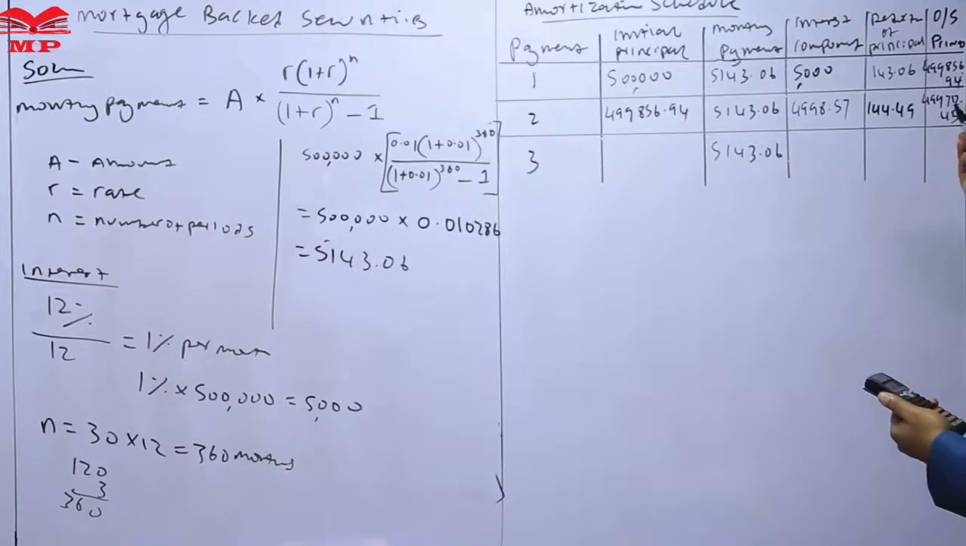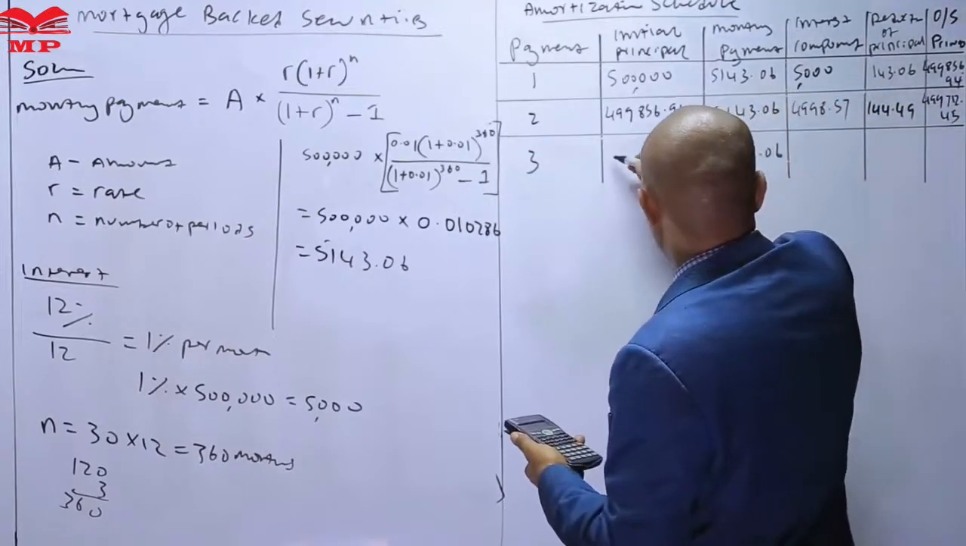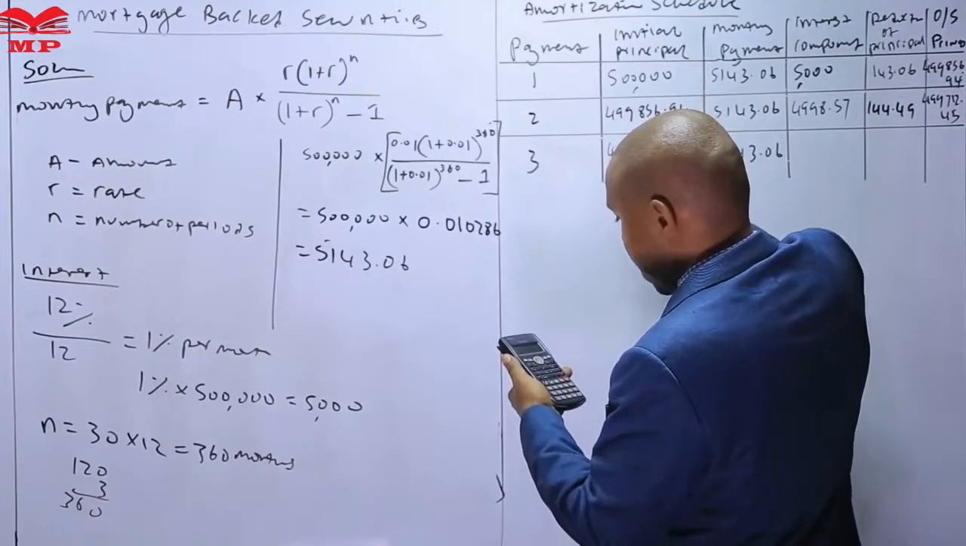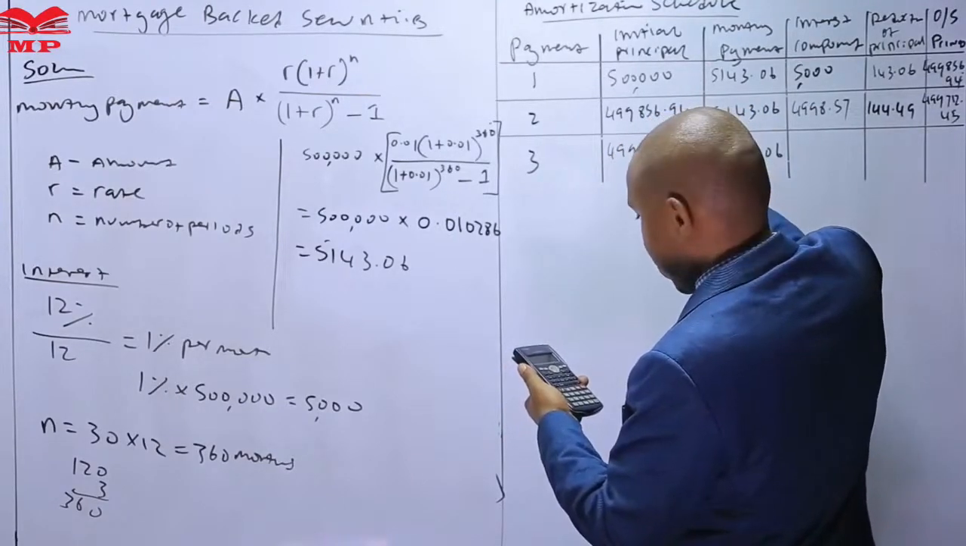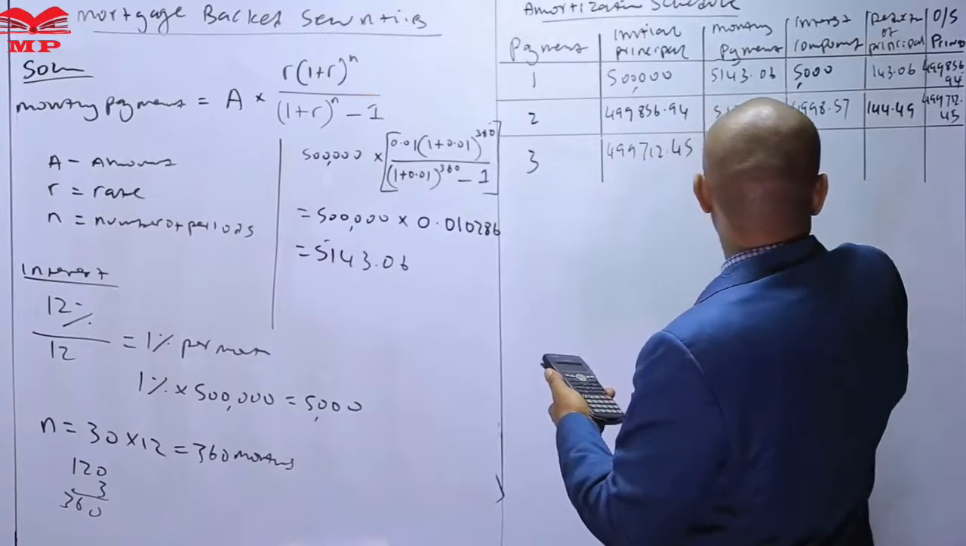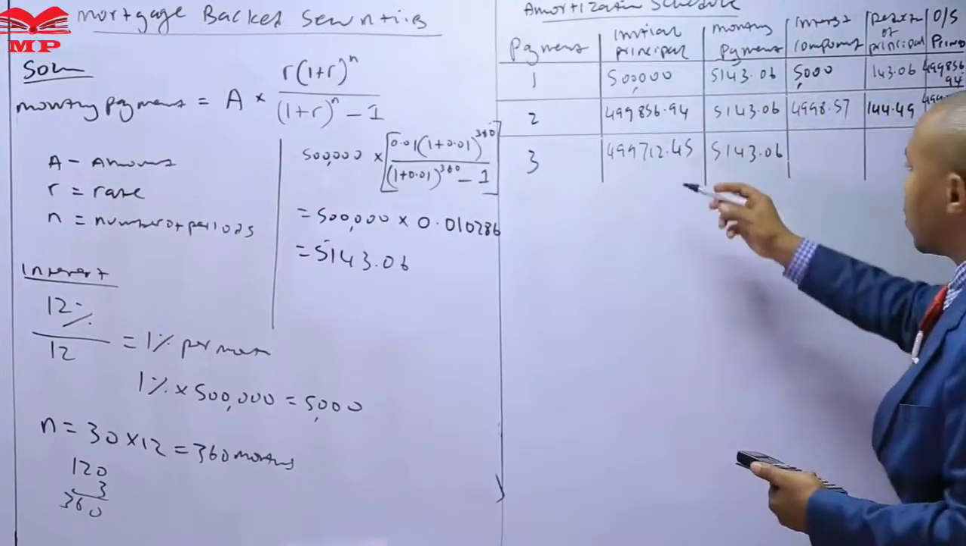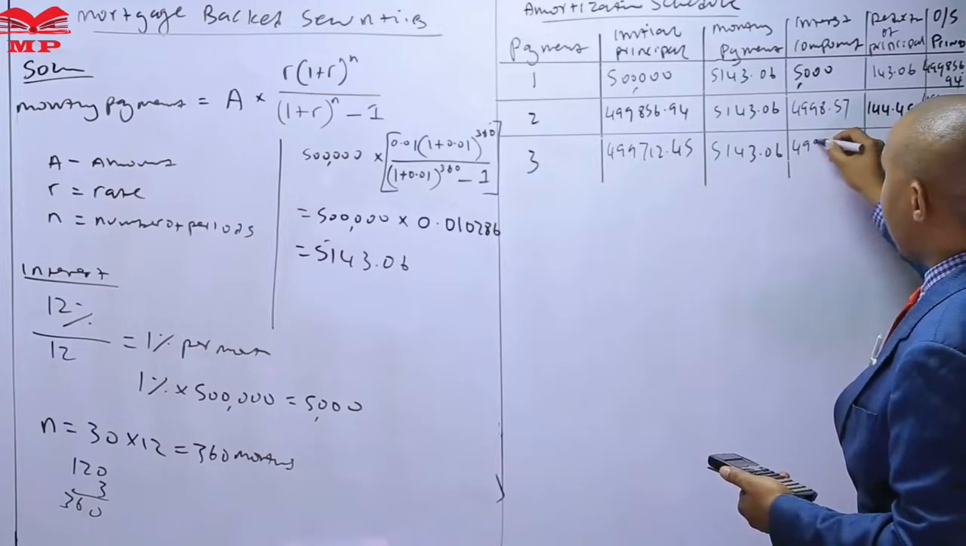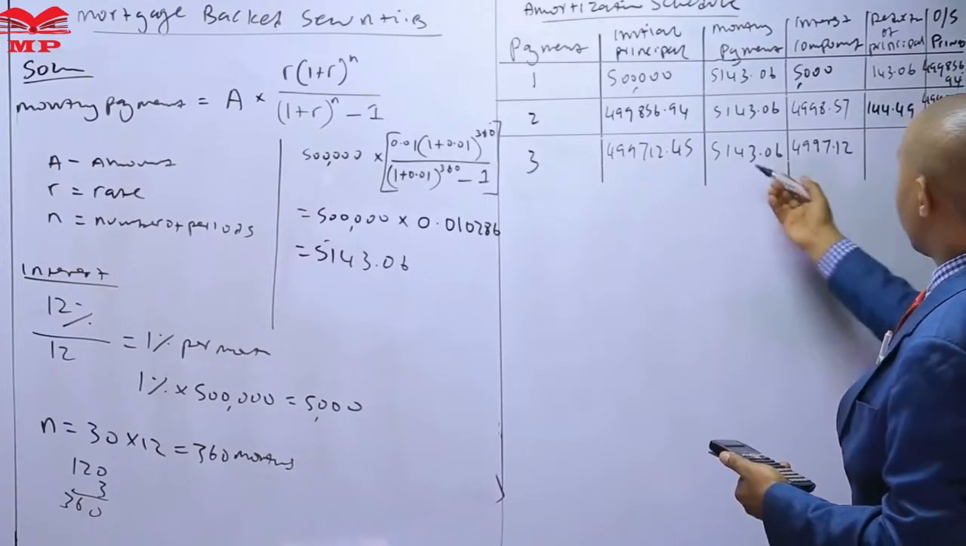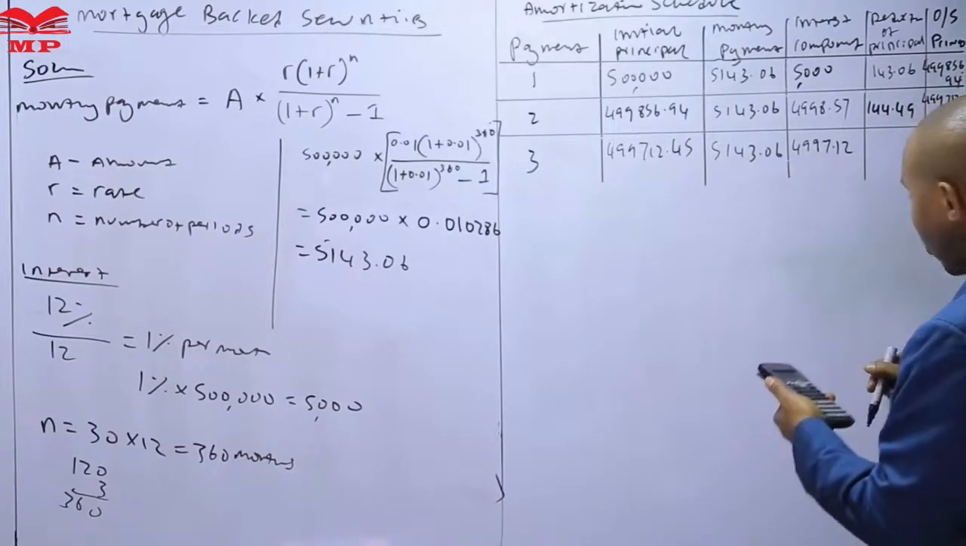499,712.45. That value becomes the beginning value here. So it's 499,712.45. This one remains. So 1% of this will be 499.712. The difference between this and this, we put it in that column there.